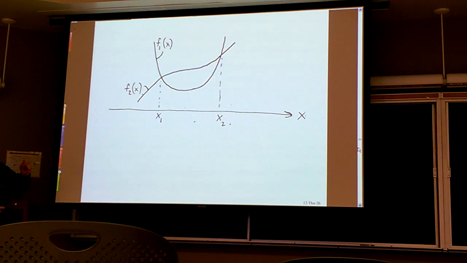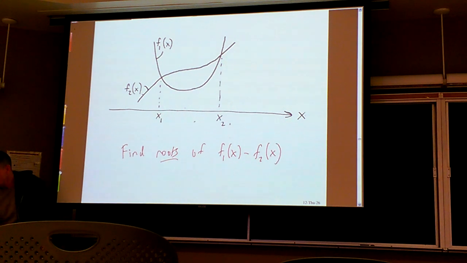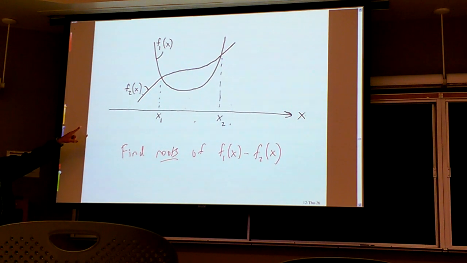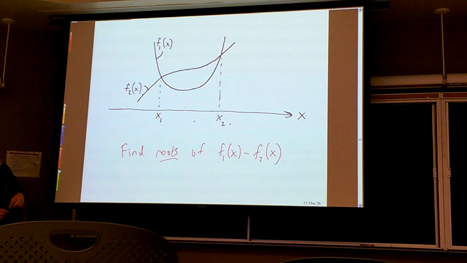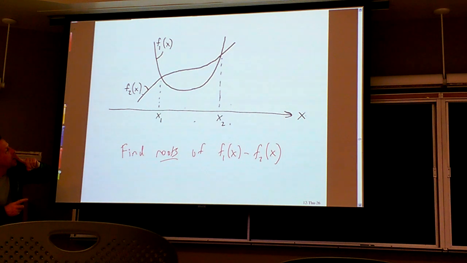Now you notice I said that root finding is when a function is equal to zero, but this is like two separate functions. You're trying to find out where they're equal. Those are the same thing. So basically what we're going to do is find the roots of f1(x) minus f2(x). This is the problem you usually want to solve. For example, in the homework, you have a given Mach number variation, and you want to find out where that's equal to a given area ratio variation.